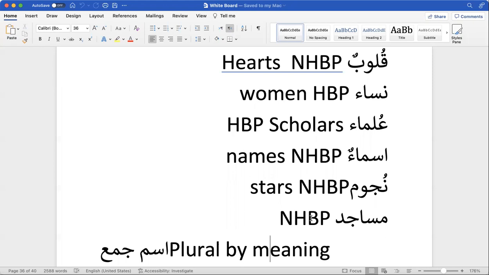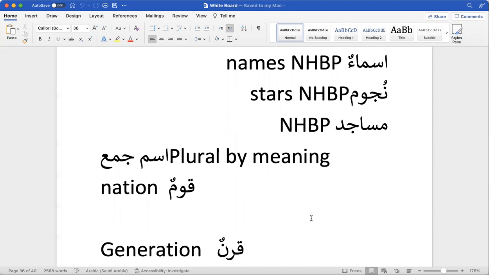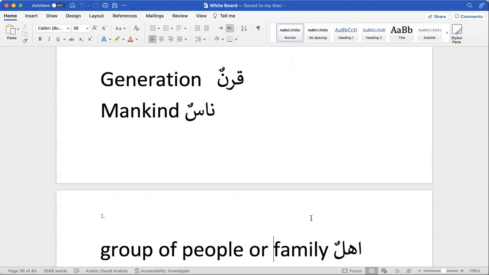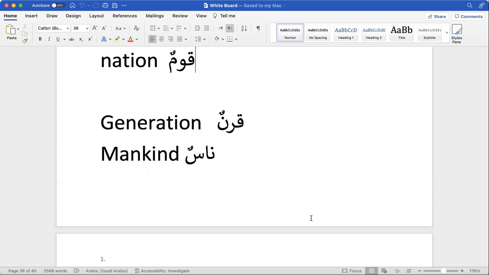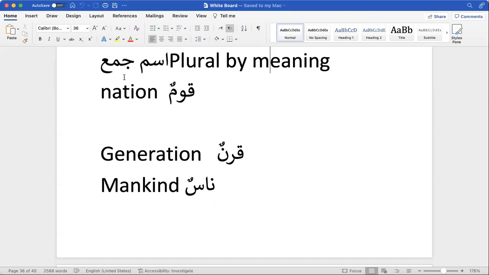Okay, so let's proceed a little bit. Then we have ism jama, as I already mentioned, qawm, it means nation, and they consider nation as plural. So they will always consider qawm as plural. Qarn, for example, generation. In English we have generations, but in Arabic, we have no separate word for generations. Generation means plural. Likewise, nas, mankind, plural, ism jama by meaning.